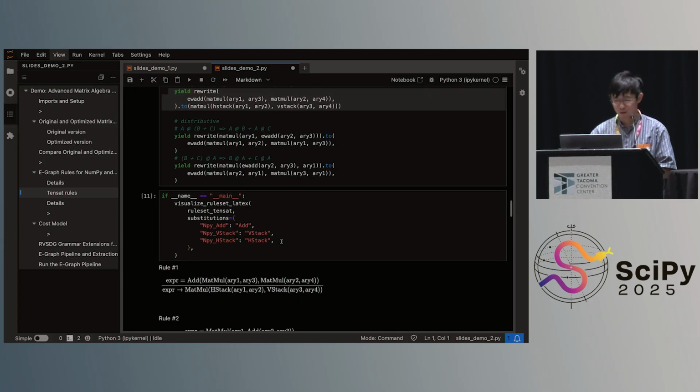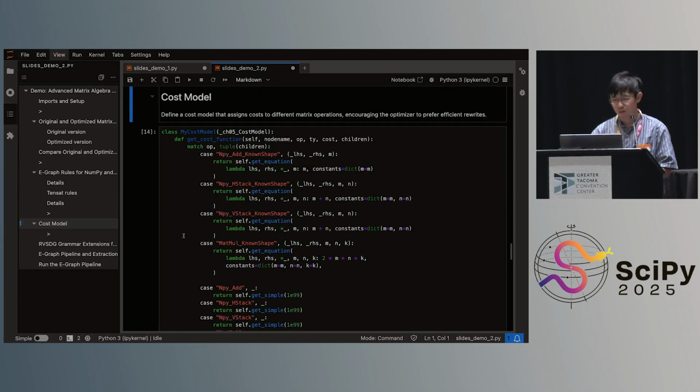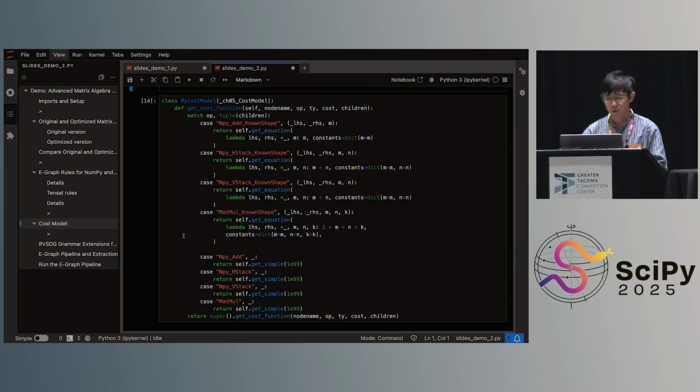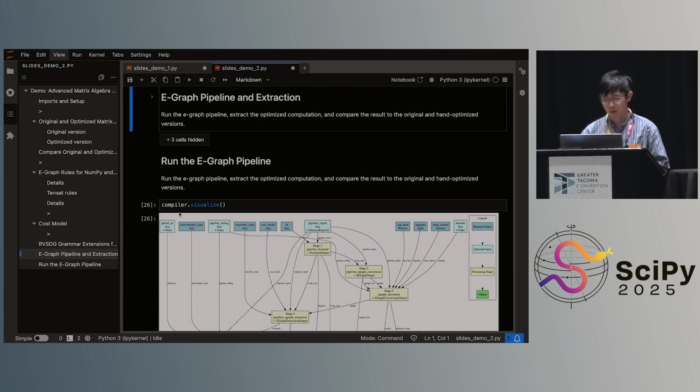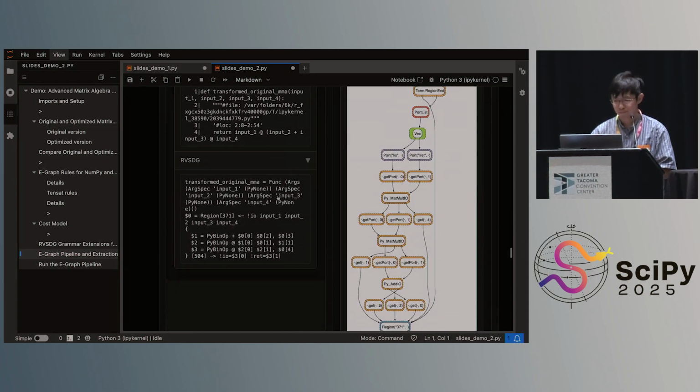And you can also, again, see the formal logic for them. Then we again update our cost model. We add the H-stack and V-stack. This time, because we're estimating flops, I just put something random in so that it gets an OK-ish answer. But that's good enough for the demo. And then at the end, we run the pipeline and we extract the results.